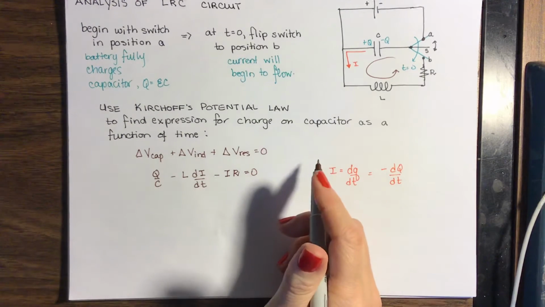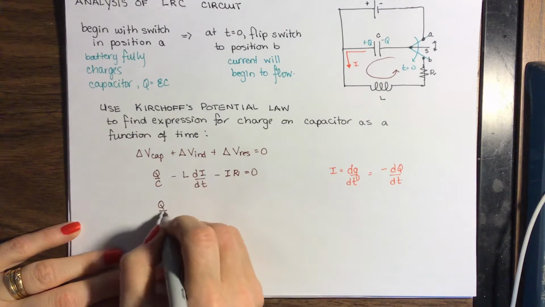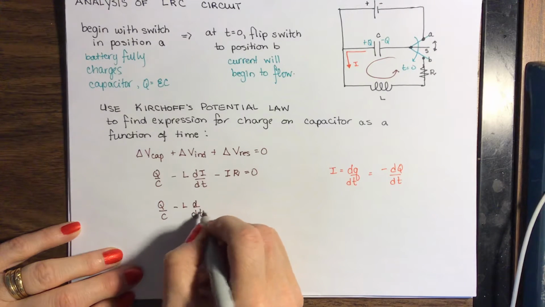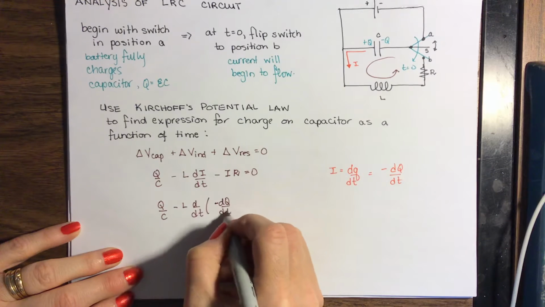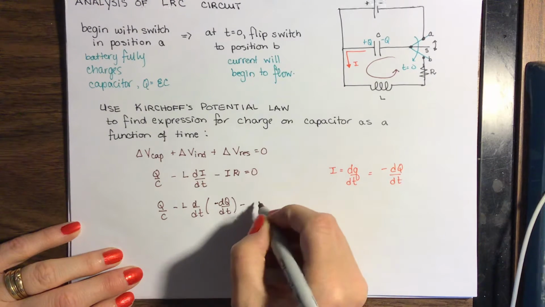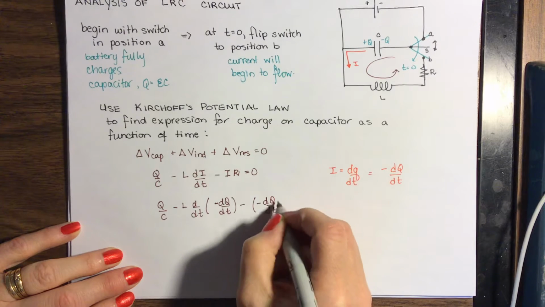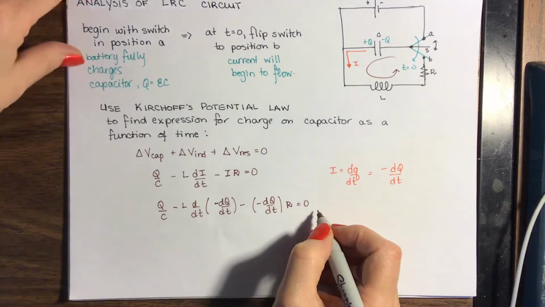Okay, we can fill that in for our current in our Kirchhoff's law expression. So Q over C minus L times d by dt of minus dQ by dt. Got to be really careful with all the signs here. Minus a negative dQ by dt times R equals 0. This is a solvable expression.